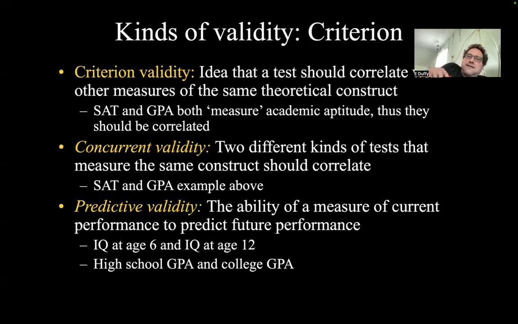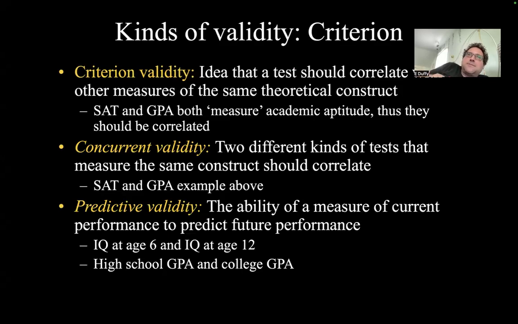Criterion validity is the idea that a test should correlate with other measures of the same theoretical construct. So the SAT and the GPA that you have in college both measure sort of an academic aptitude. So you would expect that they would be correlated. If they're not correlated, then what are they measuring? They're certainly not measuring the same theoretical construct if they're coming up with wildly different answers.